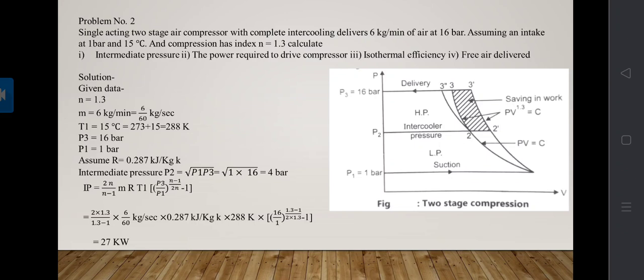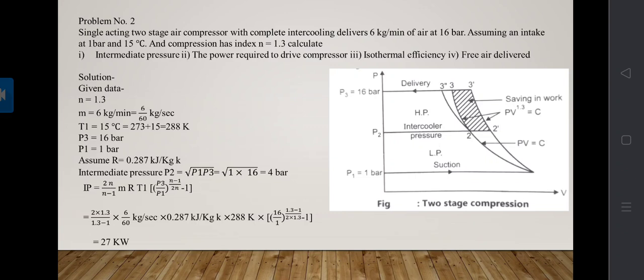Now we see the second problem. A single acting two-stage air compressor with complete intercooling delivers 6 kg per minute of air at 16 bar, assuming an intake at 1 bar and 15 degrees centigrade, and the compression has an index n equal to 1.3. We have to calculate the intermediate pressure, the power required to drive the compressor, the isothermal efficiency, and lastly the free air delivered, that is FAD.